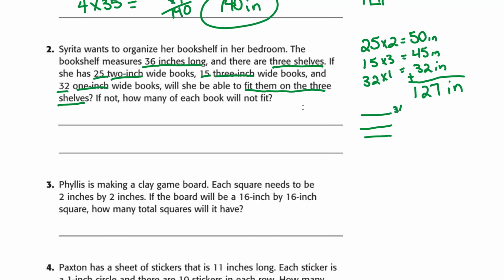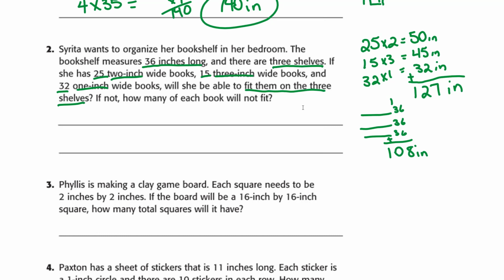But I have 3 shelves that are each 36 inches long. So I have 36, 36, and 36. I'm going to add those up, and that's 3 times 18 is 18, and 9 plus 1 is 10, so I have 108. So we have 108 inches. I definitely have way too many books.